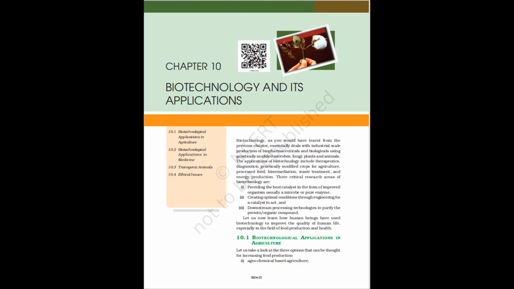Three critical research areas of biotechnology are: 1. Providing the best catalyst in the form of an improved organism, usually a microbe or pure enzyme. 2. Creating optimal conditions through engineering for a catalyst to act, and 3. Downstream processing technologies to purify the protein/organic compound.